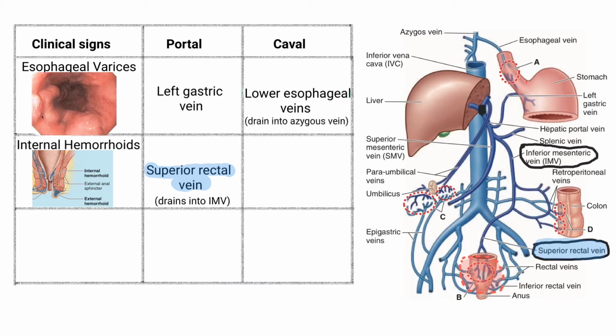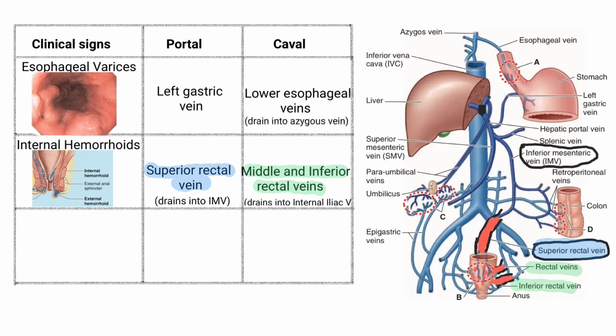The caval aspect is going to be the middle and inferior rectal veins. And you want to know these will be draining into your internal iliac vein. Therefore, the key thing to know, once again, the caval aspect will be bypassing my liver. That's why we're going to have the engorgement of the veins once again, and they are also going to build up and bulge into the lumen of the anal canal. When that is happening, that's when we're going to have my internal hemorrhoids.